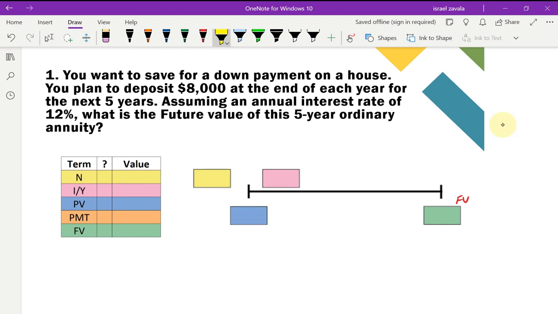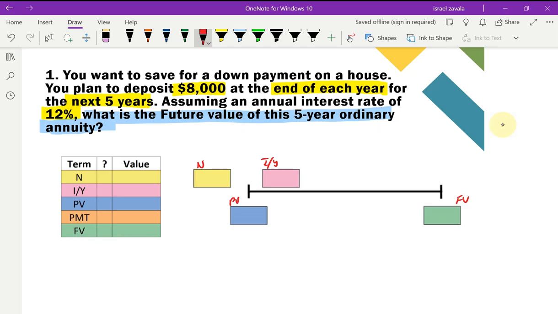So you want to save for a down payment on a house. So you plan to deposit $8,000 at the end of each year for the next 5 years. Assuming an annual interest rate of 12%, so here's the question I'm going to highlight. What is the future value of this 5-year ordinary annuity? Okay, it's a big question, so don't get overwhelmed. Let's highlight our terms really quick, and then we can start to put that together.